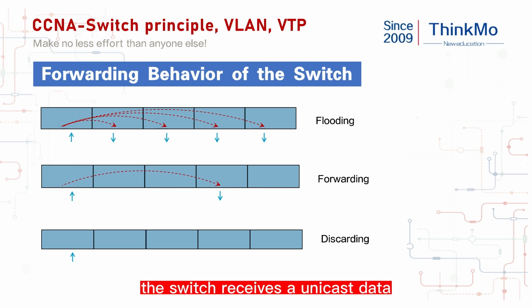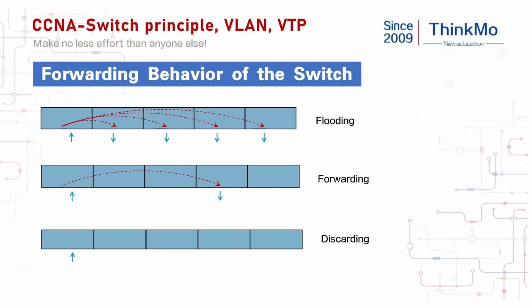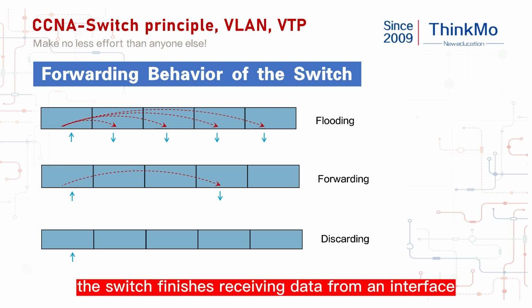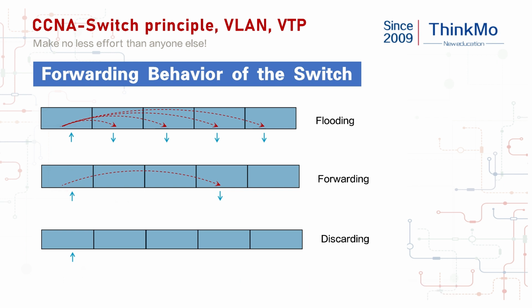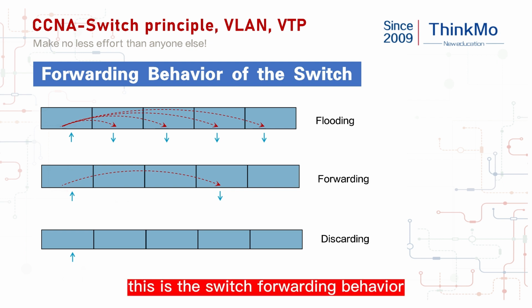So what is forwarding? The switch receives unicast data, and the destination is in the MAC address table. Then it forwards. And what is discarded? It's what I just told you. The switch receives data from an interface, and the destination is also out of this same interface. It will discard this data. This is the switch forwarding behavior.